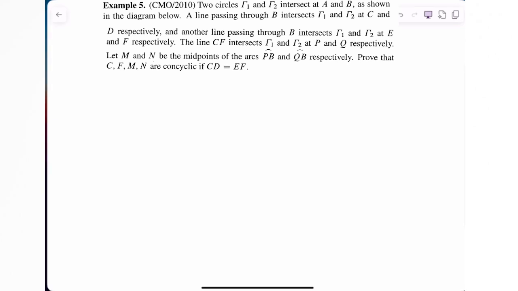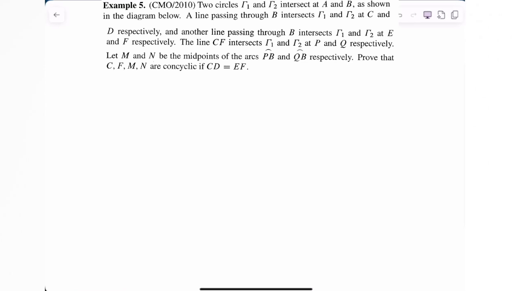So it says that two circles intersect at A and B as shown in the diagram below, but I didn't provide a diagram because I wanted to draw it out. I find that if I drew it, it would be a bit better because the diagram that they provided is very small, compact, and not that easy to understand. First of all, let's just draw the two circles out first. They said two circles intersect at A and B, so let's just draw.